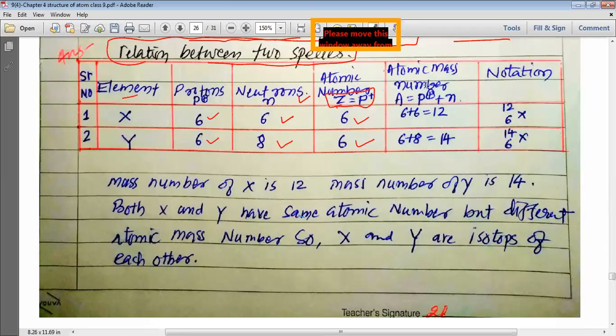Now we will find out the atomic mass number. Atomic mass number A is equal to the number of protons plus the number of neutrons. That is, for element X, the number of protons is 6 and the number of neutrons is 6. So we can write 6 plus 6 is equal to 12. But for element Y, the number of protons is 6 and the number of neutrons is 8. So we will write 6 plus 8, which is equal to 14.